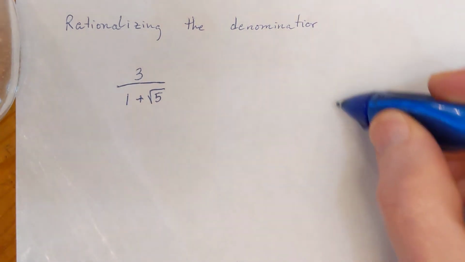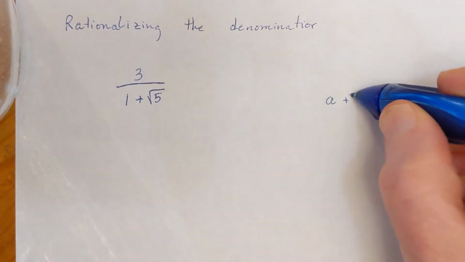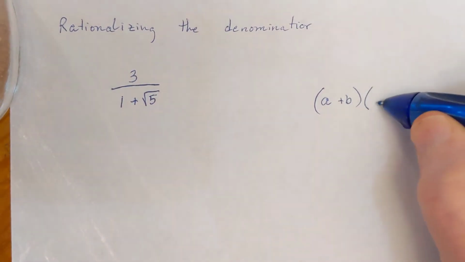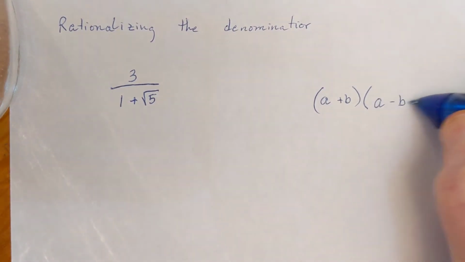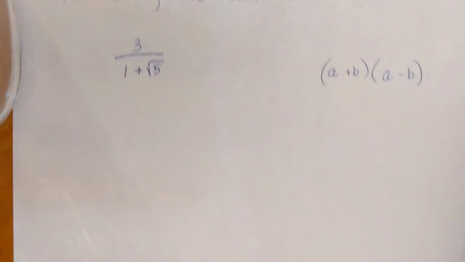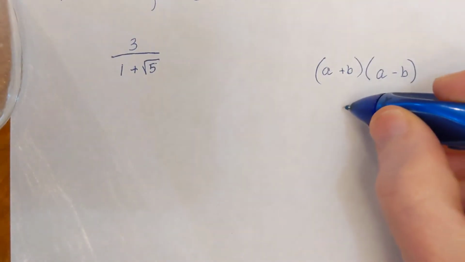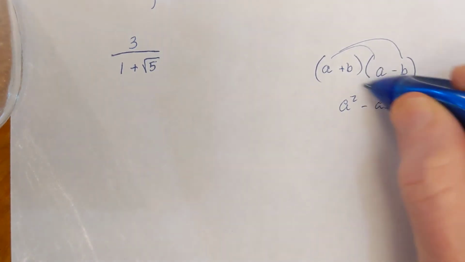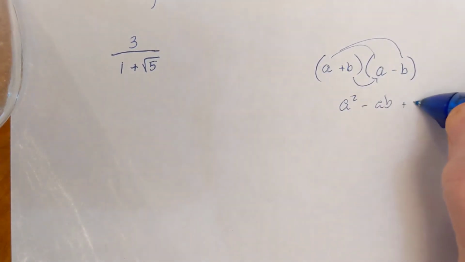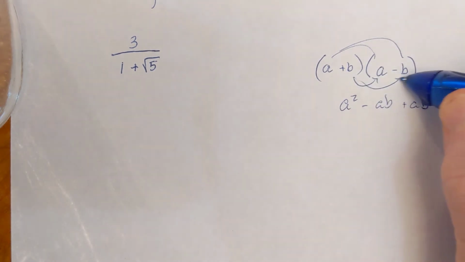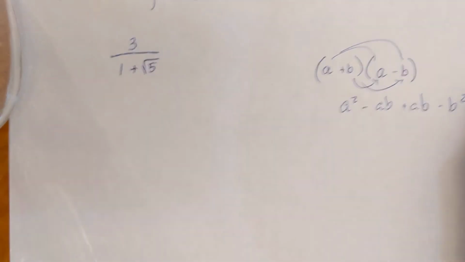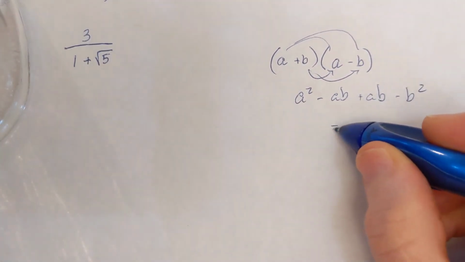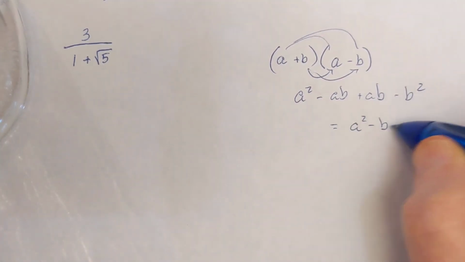So if I think back to a plus b, and if I multiply a plus b times a minus b and expand this out, I'm going to end up with a squared minus ab plus ab minus b squared. This, of course, equals a squared minus b squared.